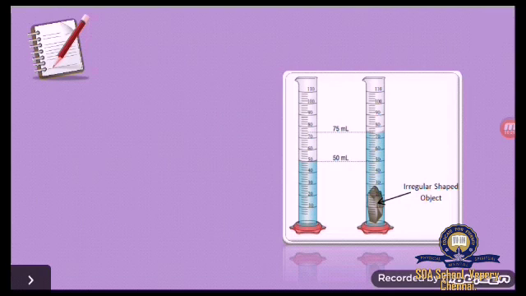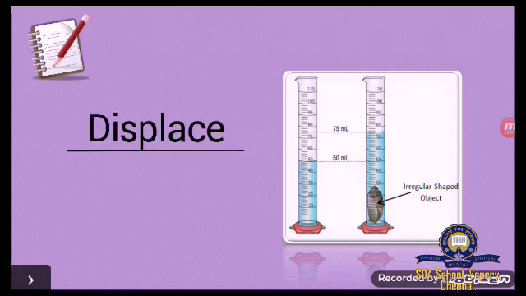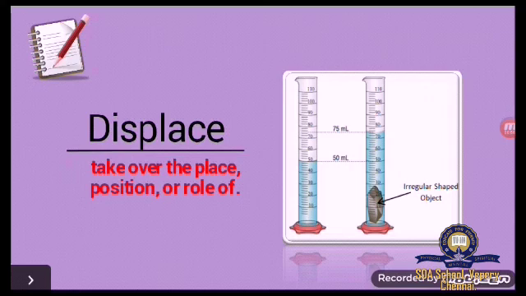See this picture. When an object is being immersed into the water, what happens? The water level rises. Why? It's because the object is taking over the place of water, right? That is, the object displaces the water. So, what is the meaning of displace? Displace means take over the place, position or role of. Here, the object is taking over the place of what? Water. So, we should say that the object displaces the equal volume of water.